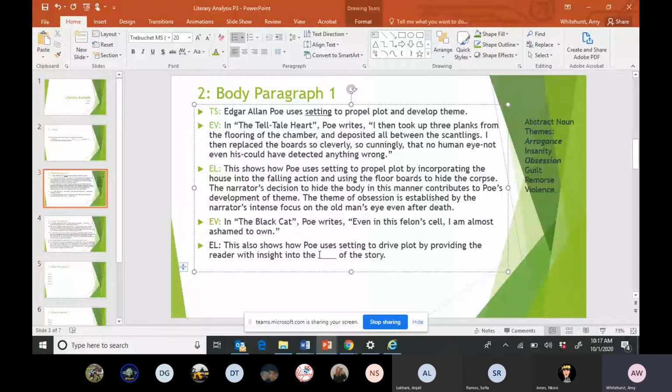What part of the plot does this give us a clue about? If you're thinking about a plot diagram with exposition, rising action, climax, falling action, and resolution, what part are we getting a clue from when it says even in this felon's cell? Resolution. Yeah, the resolution, because we're getting a clue of how the story's going to end.